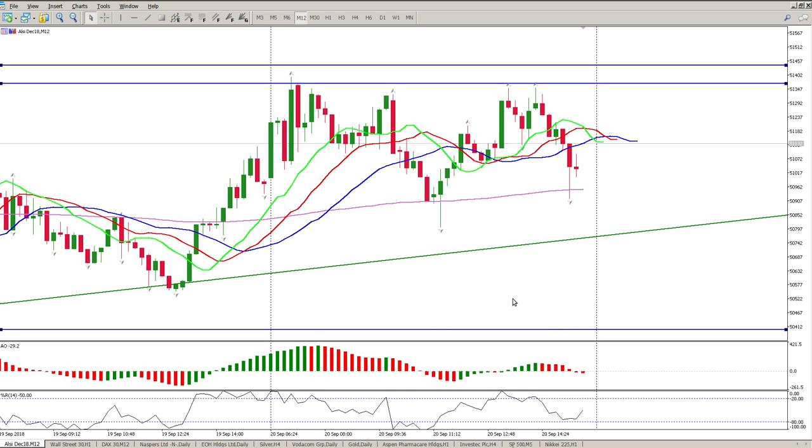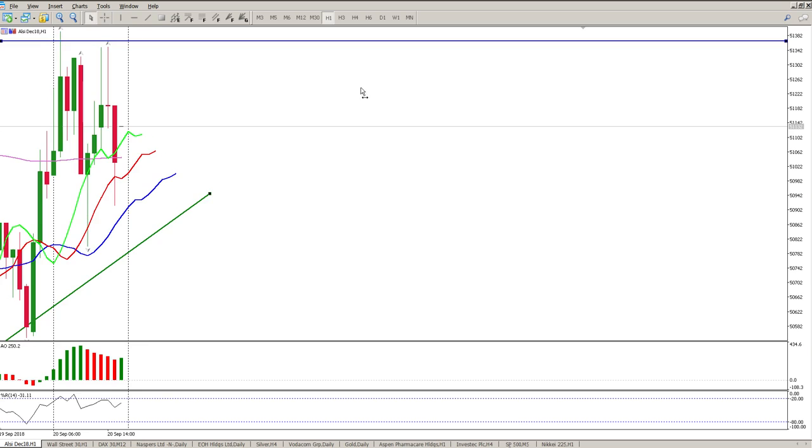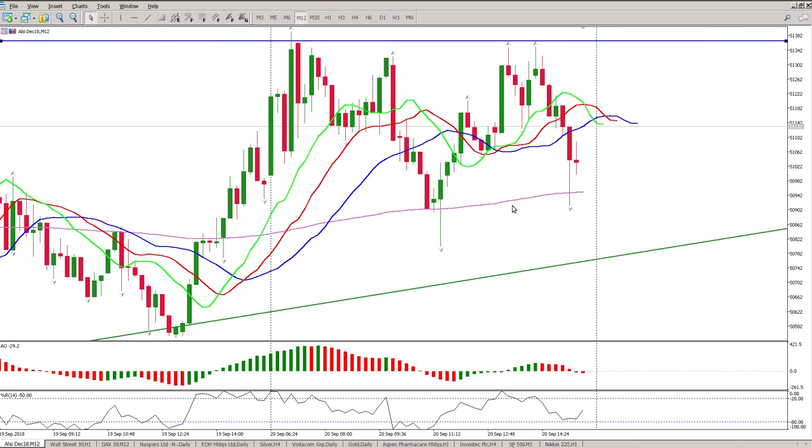No divergences or anything to speak of that I can see. There's nothing really standing out to give us a direction at the moment, so you're going to have to work with price action.